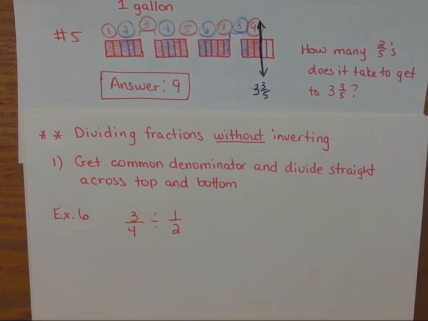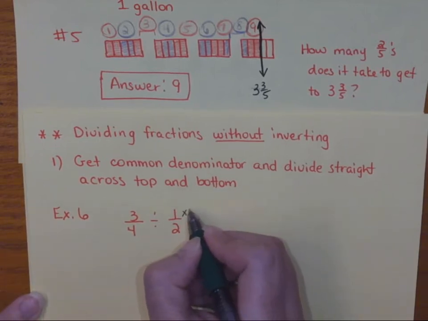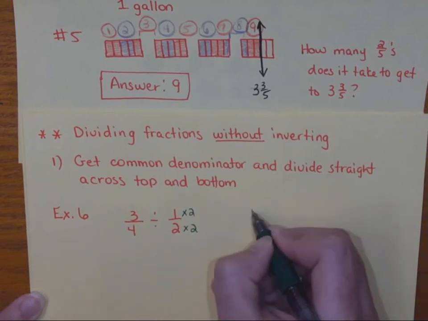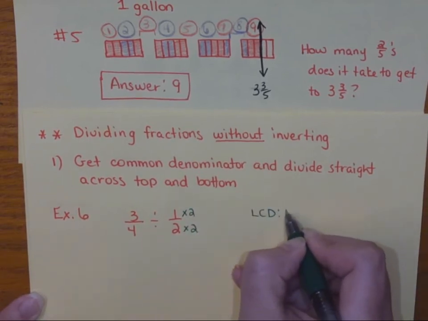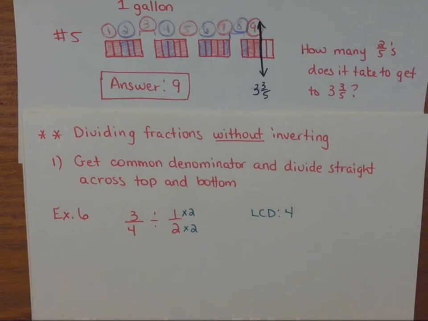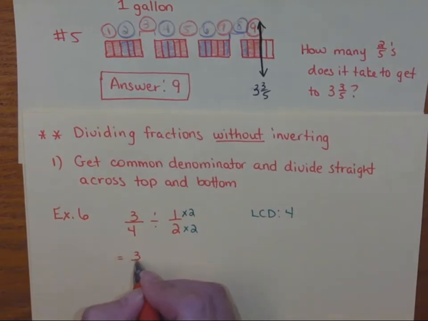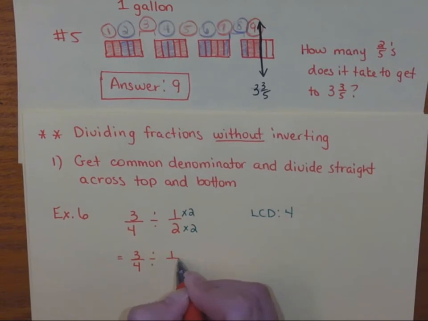Okay, so if you were doing 3/4 divided by 1/2, instead of flipping anything, we're going to find a common denominator. And notice the LCD in this case would be 4. Okay, so we're going to multiply top and bottom of the 1/2 by 2, and then we're going to end up with 3/4 divided by 2/4. Okay, and now we're just going to divide across. Sorry, not 1/4, right? 2/4. Sorry about that.